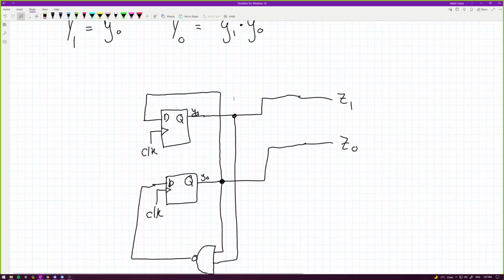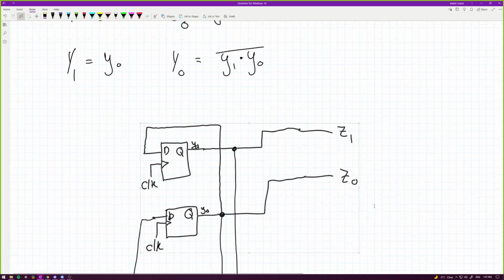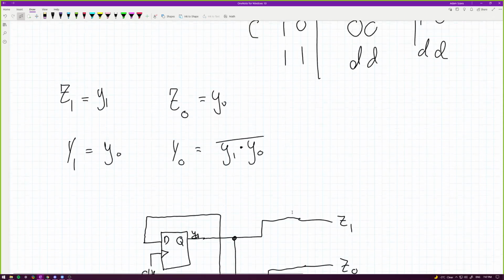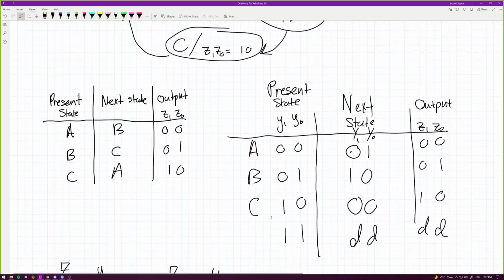There is a circuit that is a counter modulo 3. It's going to keep going 0, 1, 2, 0, 1, 2, 0, 1, 2. And we did that just using the whole process here.